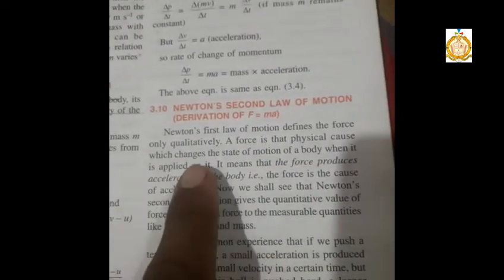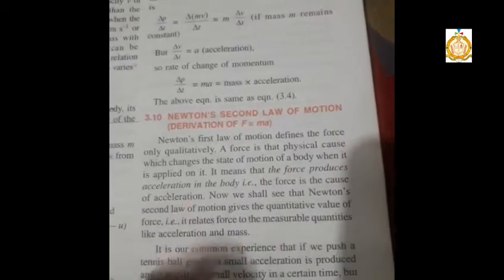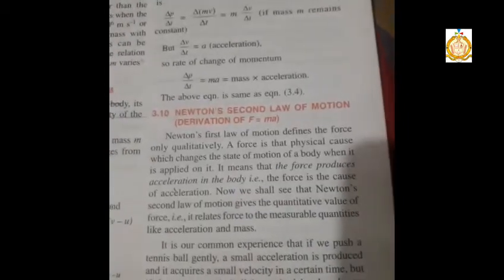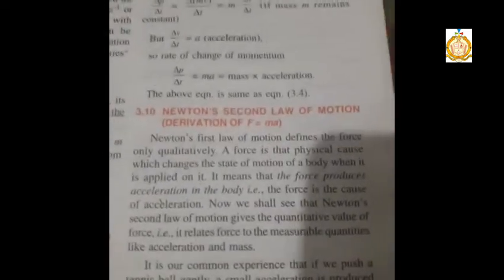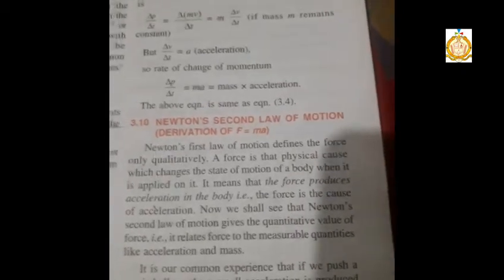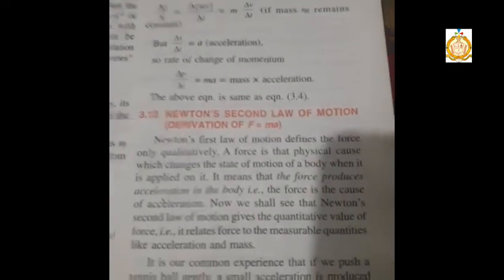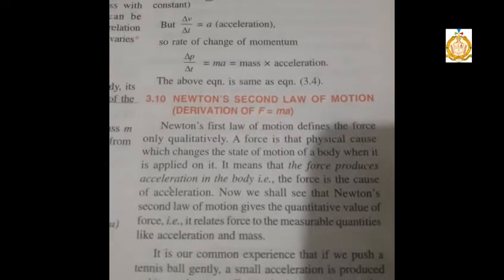Okay, so the second law says force is the physical cause which changes the state of motion of a body when it is applied on it. It means force produces an acceleration. How much force we apply and how much acceleration we get, that we can measure. That is quantitative; quantity we have to find out. It relates force, which is a measurable quantity, to acceleration and mass.